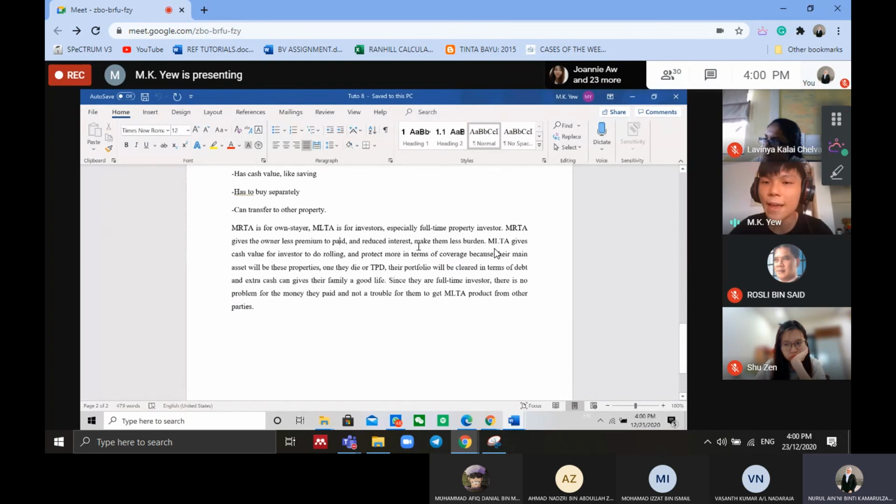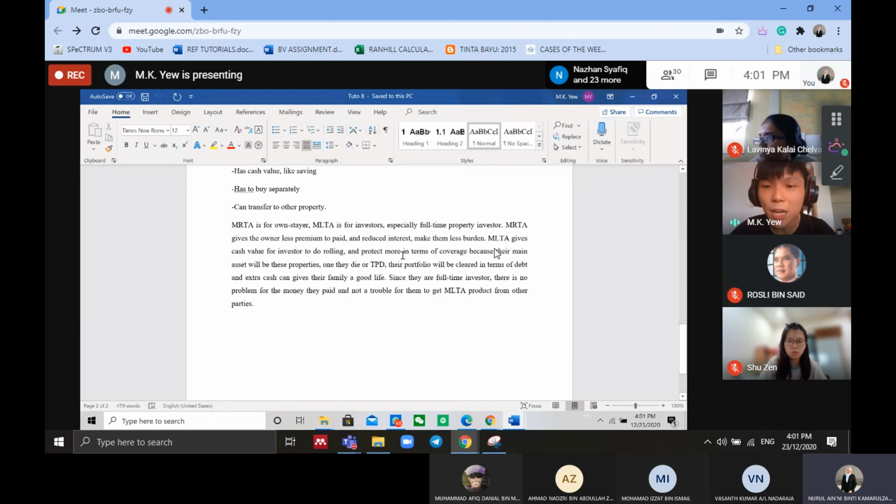But why MLTA is best for investor is because MLTA gives the cash value. Because investor, sometimes you need more money for rolling in your investment, especially a full-time property investor. So you need more money to do the rolling. Maybe you want to do extra furnishing for your property, make it good value. So yes, MLTA will be better in this case. Then protect in terms of coverage.